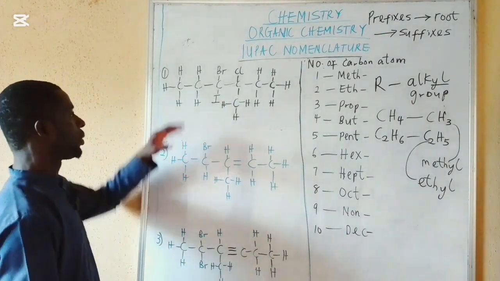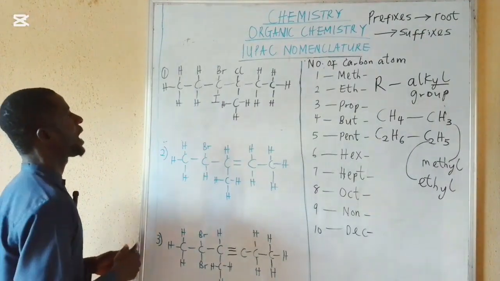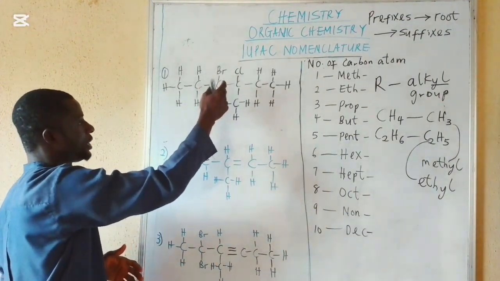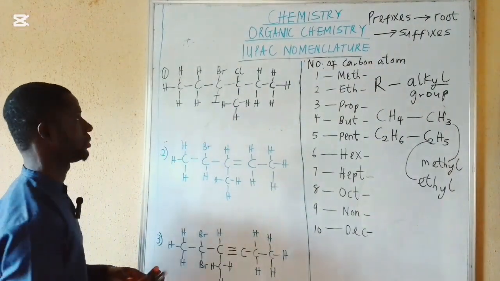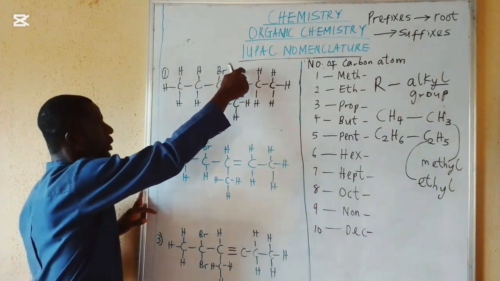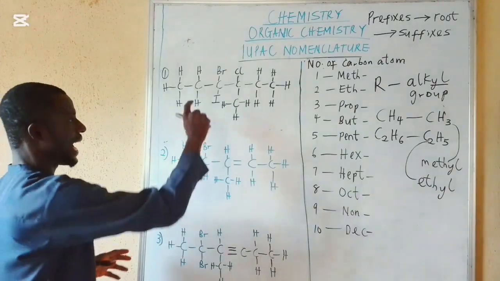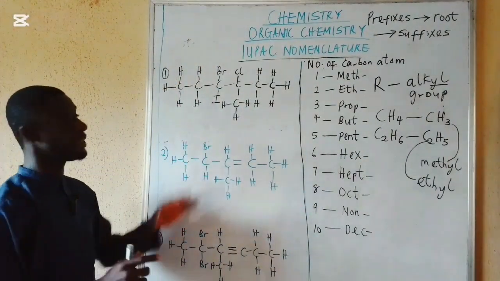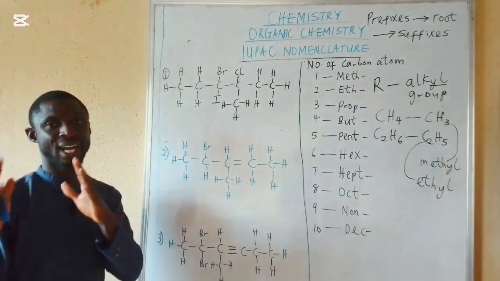Now this is the first structure. If you look at this structure very well, we have carbon, hydrogen, then bromine, chlorine, iodine, and here we have CH3, that is methyl. Now, with bromine, chlorine, iodine, and methyl, what's supposed to be there originally is hydrogen. So this structure is a hydrocarbon, an organic compound that contains carbon and hydrogen.